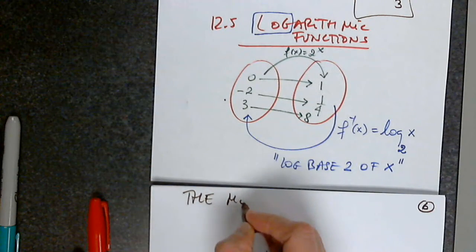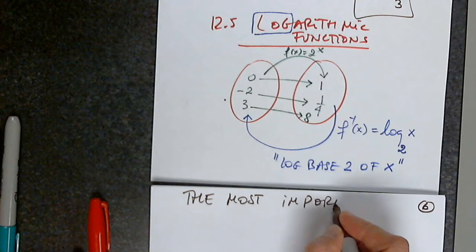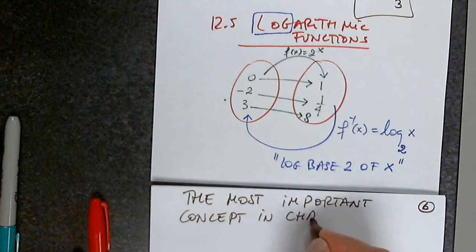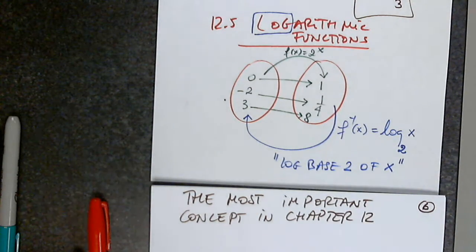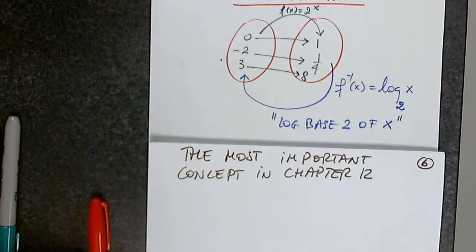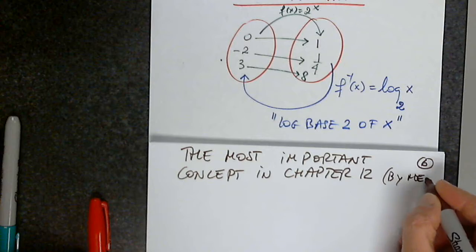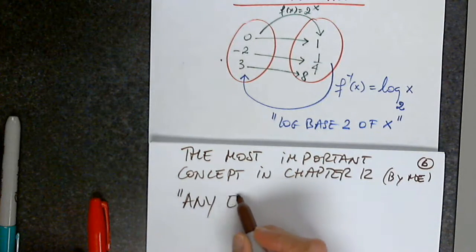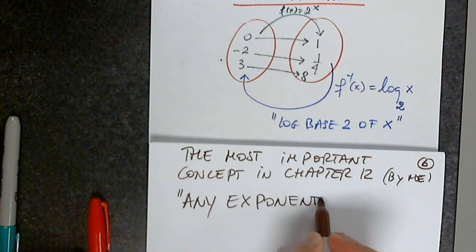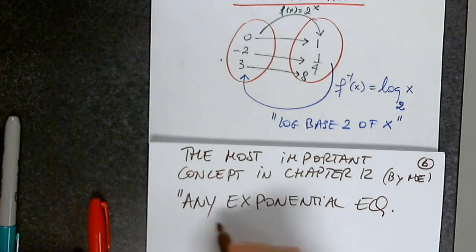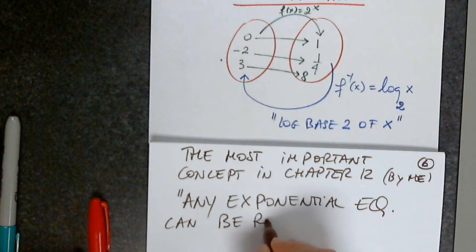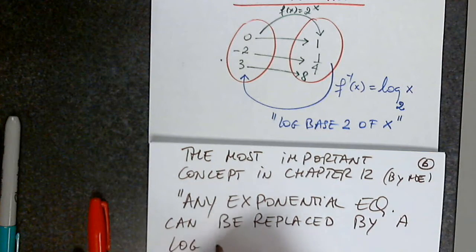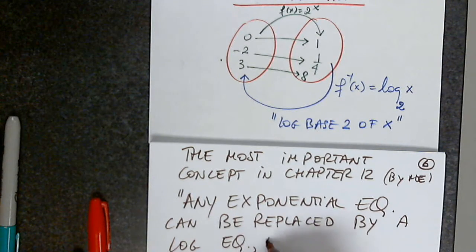The most important concept in chapter 12, and this is by me, other people may not consider that, so I'm going to just say here by me, is this: any exponential equation can be replaced by a log equation, and vice versa.